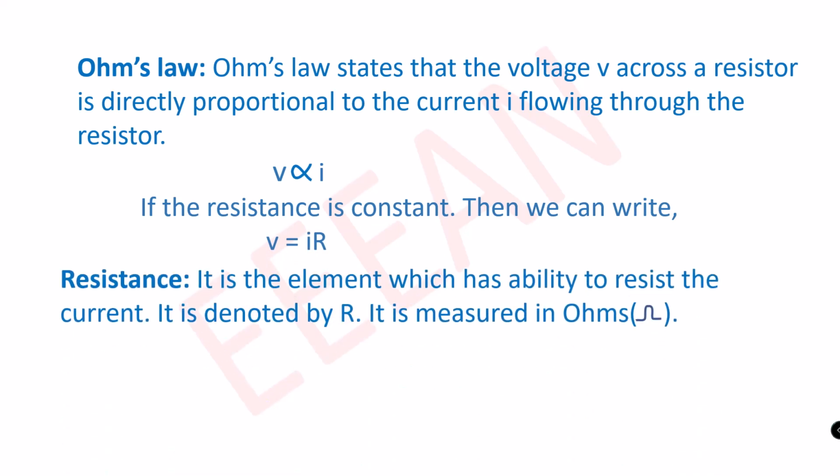And here, resistance. What is resistance? It is the element which has the ability to resist the current. It is denoted by R and it is measured in ohms. So we can write R equals V divided by I, so 1 ohm equals 1 volt per ampere.